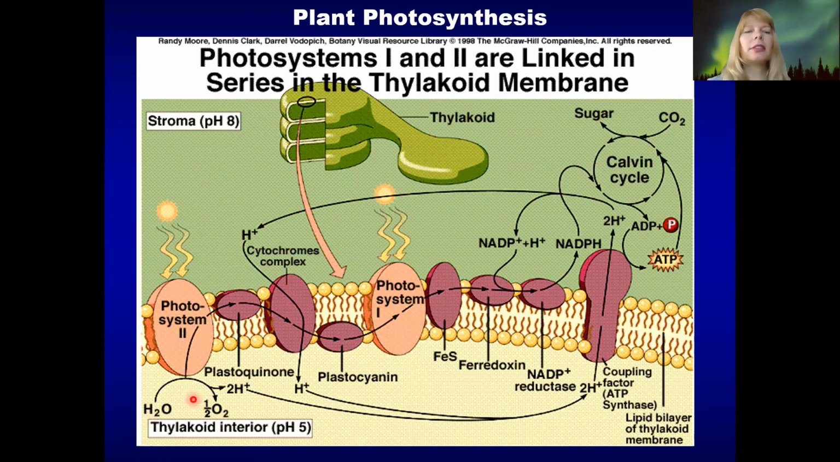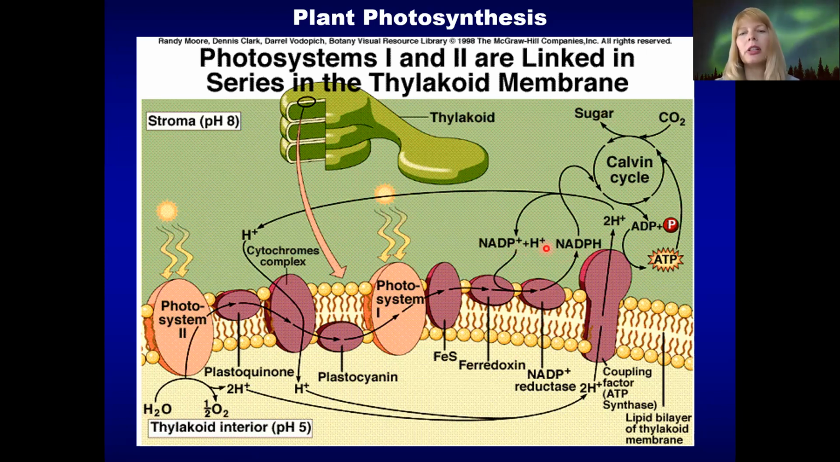So then you get this electron flow going. As long as light energy is striking both photosystems, it will keep that electron flow going all the way to the end. And here you see NADP plus reductase is kind of like the last step, where you end up giving an electron to NADP plus. And if you do that, you'll end up reducing it to NADPH.